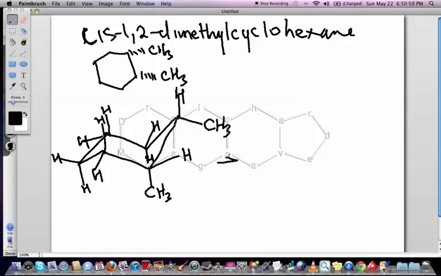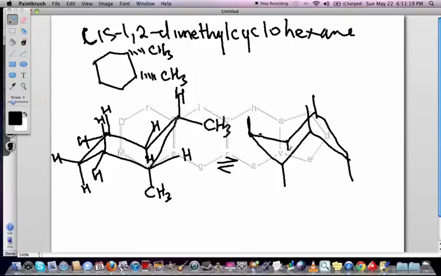Now we can draw our other chair conformation. I draw the opposite lightning bolt now. And now I can put in my axial bond. Remember, I always start at the puckered up end. So this axial bond will go there, down, up, down, up, down. Now my equatorials, always sticking in the opposite direction to the axial bonds.